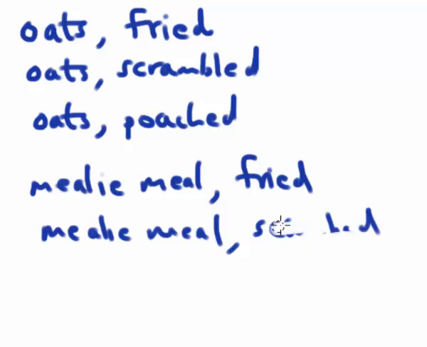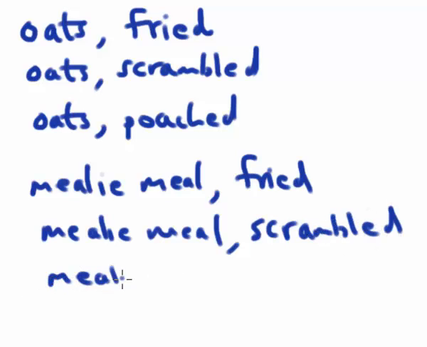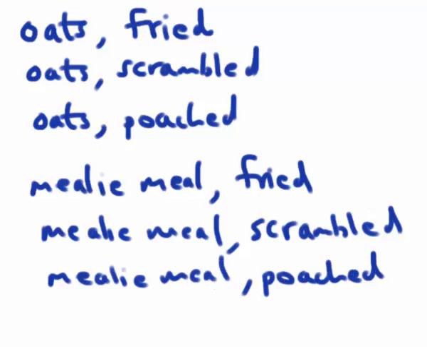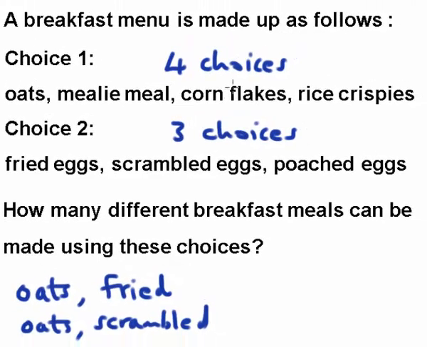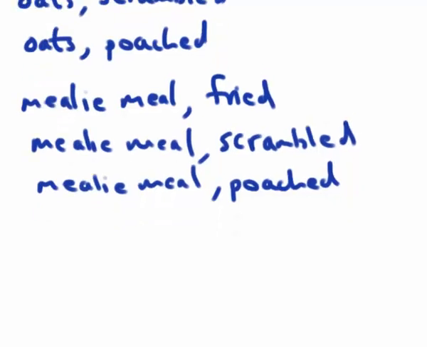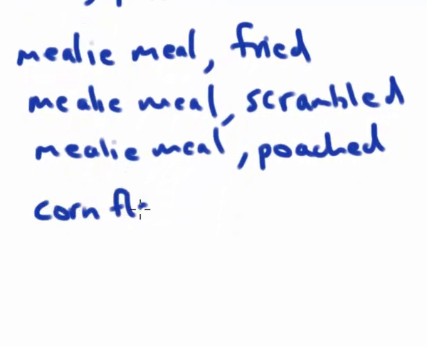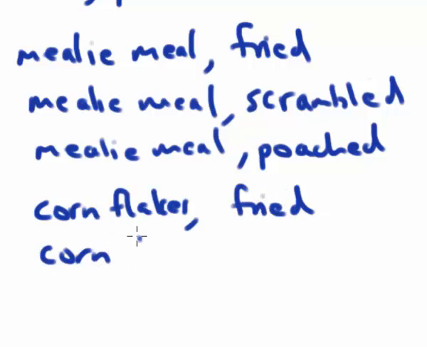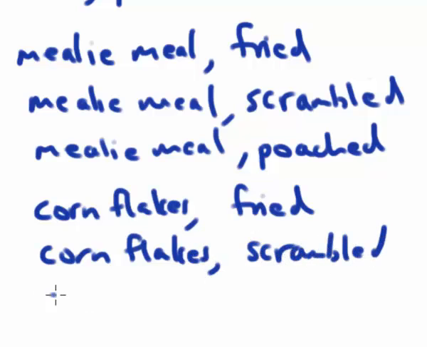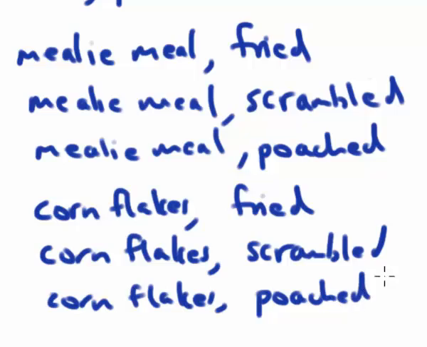My spelling's bad. Let's tidy that up quickly. So it's scrambled eggs. Or you could have Millie Meal and poached eggs. You pick one from each choice. Then you go cornflakes with all of those 3. So we would have cornflakes and fried eggs. That's one option. Then cornflakes and scrambled eggs. Then cornflakes and poached eggs. Now look at that, another 3 options.